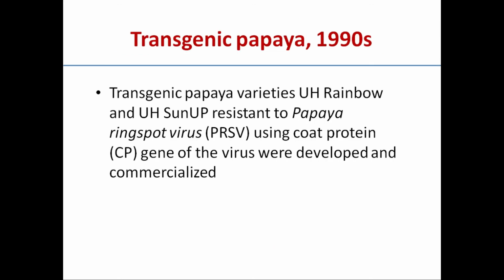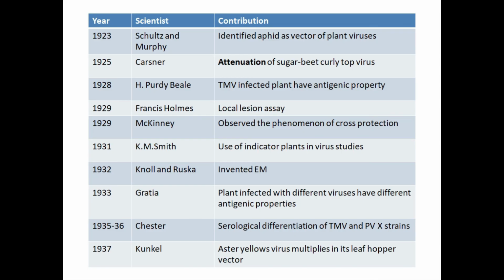Then in the 1990s transgenic papaya was developed. Papaya varieties like UH Rainbow and UH SunUp, resistant to papaya ringspot virus, were developed using the coat protein gene of the virus itself. And these were the first commercialized transgenic varieties of plants. Then we have a long list of scientists and their contributions, and all these discoveries or inventions helped in the research of plant virology and also other branches of science.